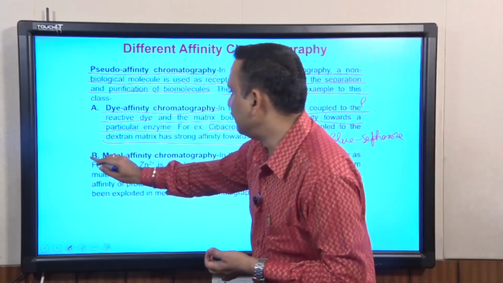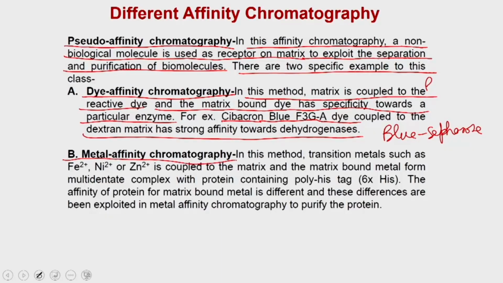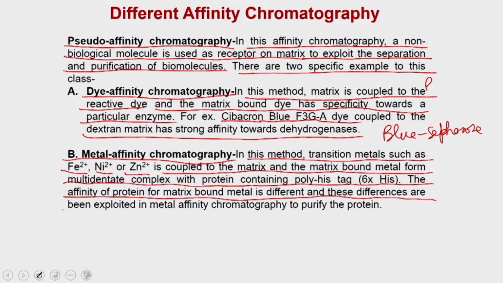The second is metal affinity chromatography. In this method, transition metals such as iron, nickel or zinc are coupled to the matrix, and the matrix-bound metal forms a multidentate complex with proteins containing a polyhistidine tag. The affinity of the protein for the matrix-bound metal is different, and these differences are exploited in metal affinity chromatography to purify the protein.